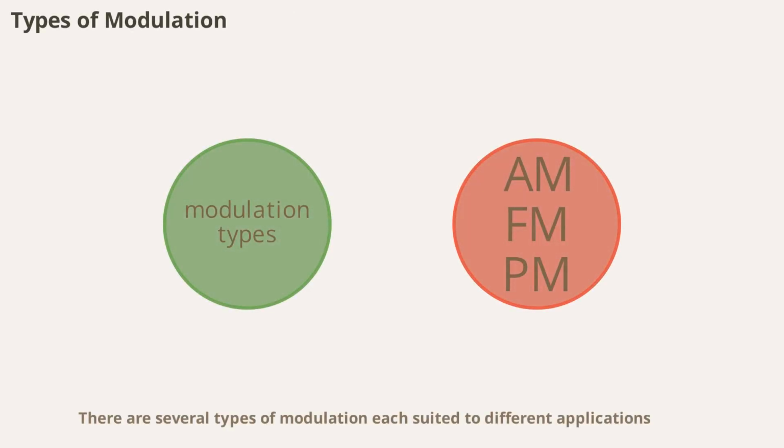There are several types of modulation, each suited to different applications. The main types are amplitude modulation, AM, frequency modulation, FM, and phase modulation, PM. Each method alters a different property of the carrier signal to encode information, offering unique advantages and trade-offs in terms of bandwidth, noise resistance, and complexity.